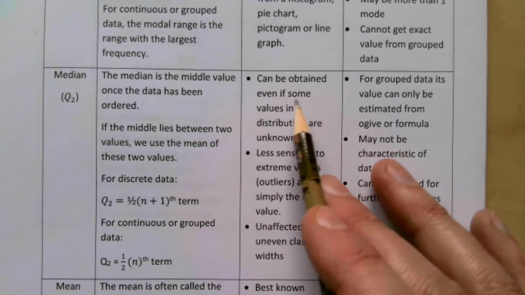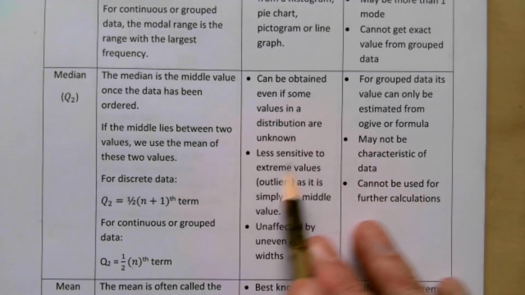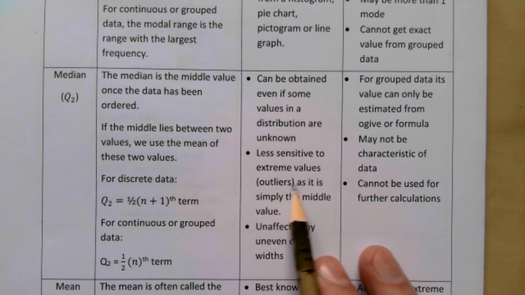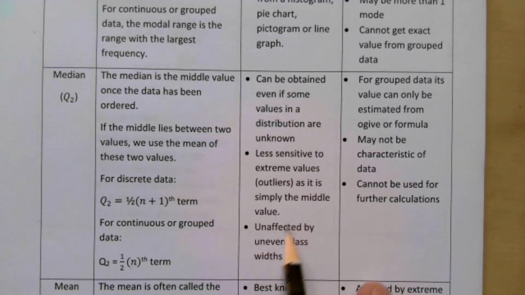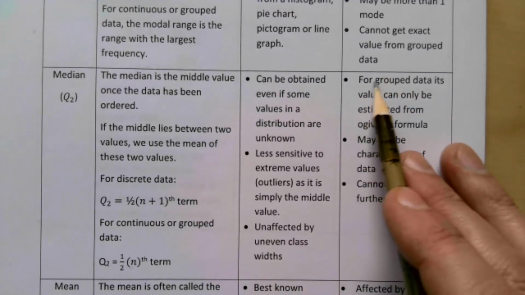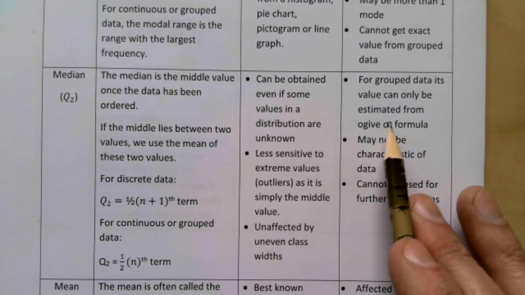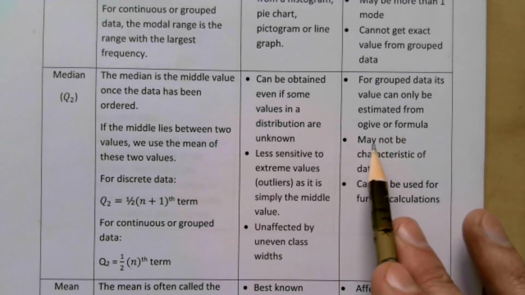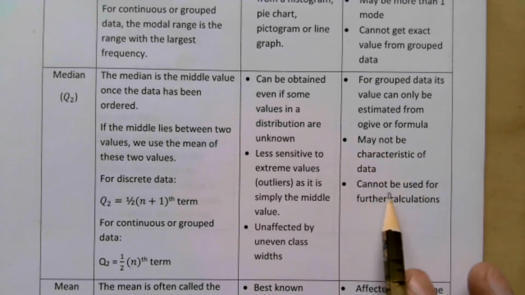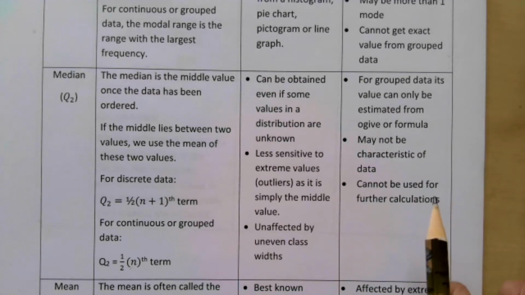The median can be obtained even if some values in the distribution are unknown, it is less sensitive to extreme values and outliers, that is simply the middle value, and it is unaffected by uneven class widths. For group data, its value can only be estimated from an ogive, which is the cumulative frequency curve, or a formula. It may not be characteristic of the data, and it cannot be used for further calculations.